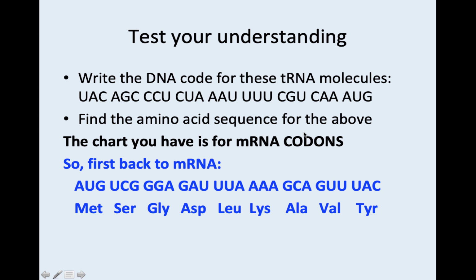Right, then find the amino acid sequence. Well, okay, then you have to go to the messenger RNA. So the messenger RNA for UAC is going to be AUG. So look, AUG, and that's methionine. This one is serine, glycine, etc., etc. Notice that if this was a different code, for example, if this was GCA, if I go back here, that's alanine. So you put alanine here instead.